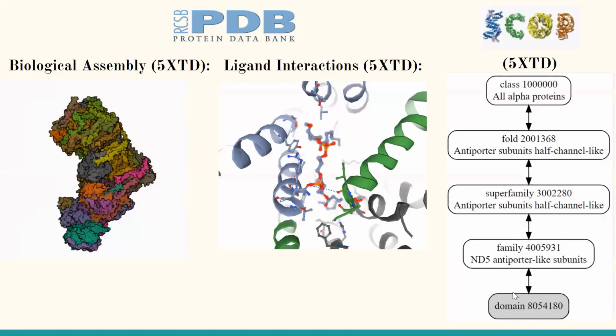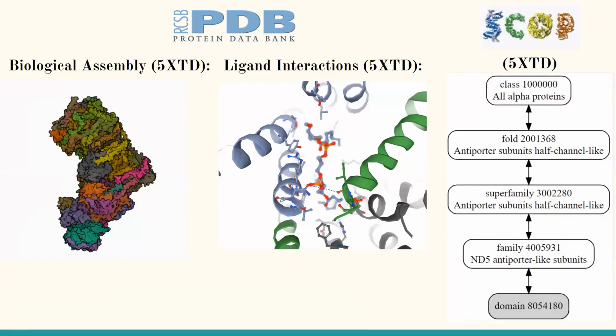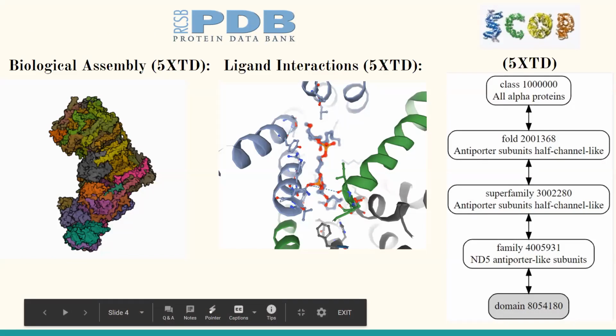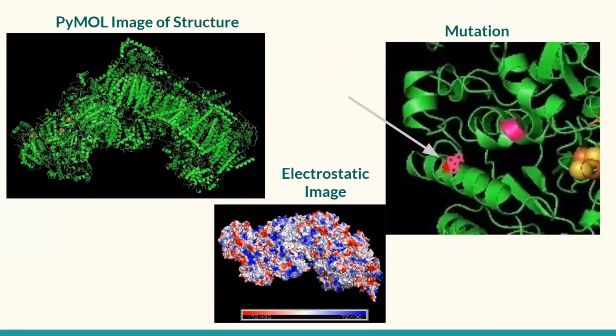From PDB, I used the 5XTD structure. I actually wasn't really sure which one to use, so I just stuck with one throughout the whole project. I found the biological assembly, and these are the ligand interactions. Then I found a chart that explained the family, superfamily, and fold information. Finally, from PyMOL, I got an image of this structure. I noticed that for my disease, there were actually 3 mutations, so I mapped out one of them here.